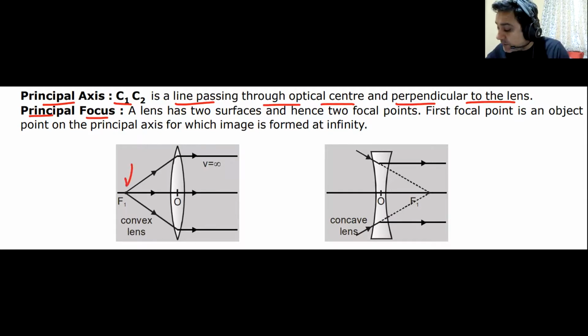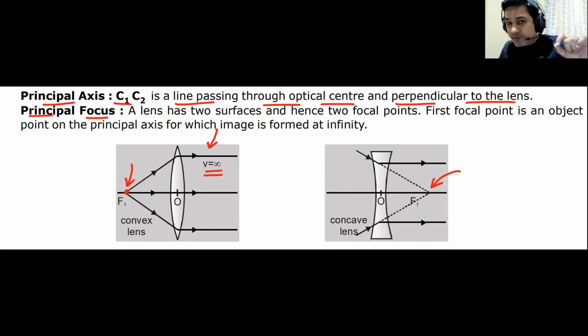This is the first principal focus for a convex lens. This is the first principal focus for a concave lens. The definition is simple. If I place an object at the first principal focus, the rays after refraction become parallel, or the image is formed at infinity. Do we understand this? Yes, sir.